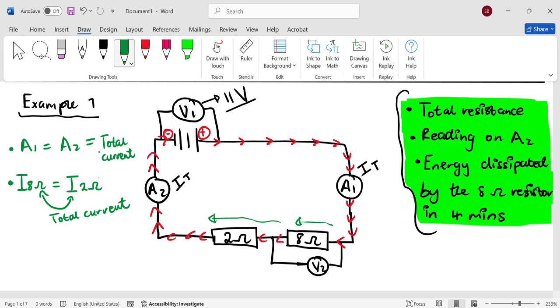Notice how I keep writing down my observations. Do not forget to do that. Make sure before you answer any of your questions, analyze the diagram, right? And notice something. V1 has a reading of 11 volts.